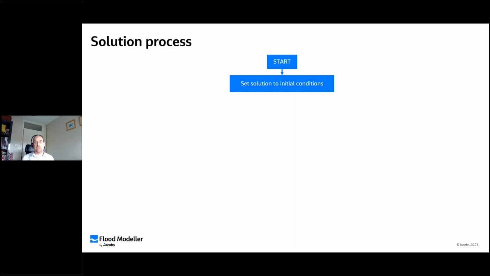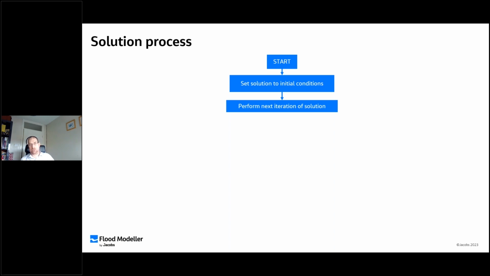So at the start, we need to make a guess. And our guess at our very first time step is to set the solution to the initial conditions. And that is why generating initial conditions, particularly for 1D river, is very important, because that's our very first guess at our solution.